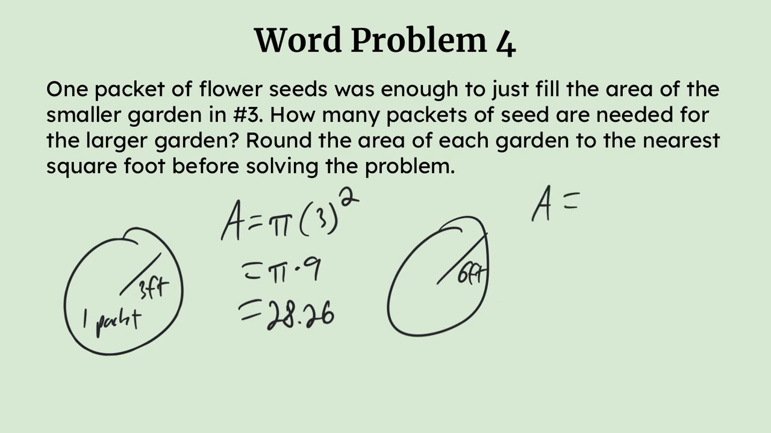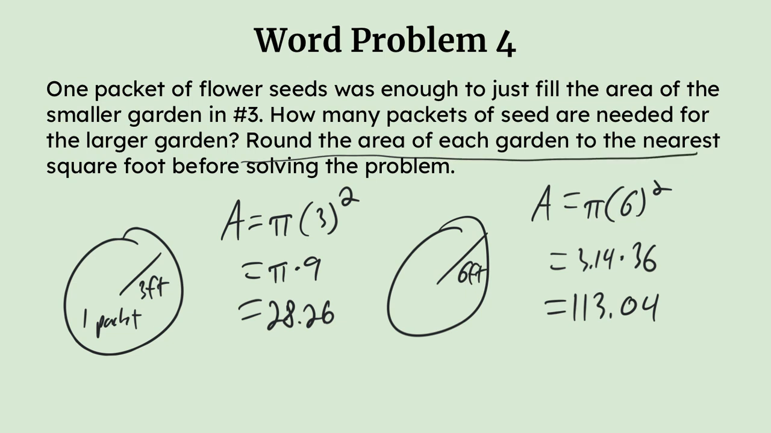This one, area equals pi times 6 squared. So 3.14 times 36. 113.04. Yep. It says we can round the area to the nearest square foot. So this will be 28 square feet. This will be 113 square feet. So what we want to find out is how many packets. So one packet covers how many square feet?